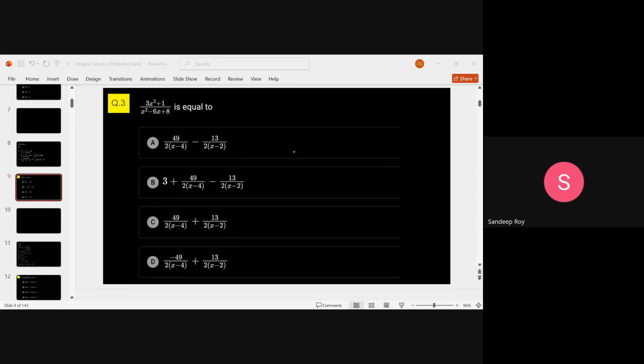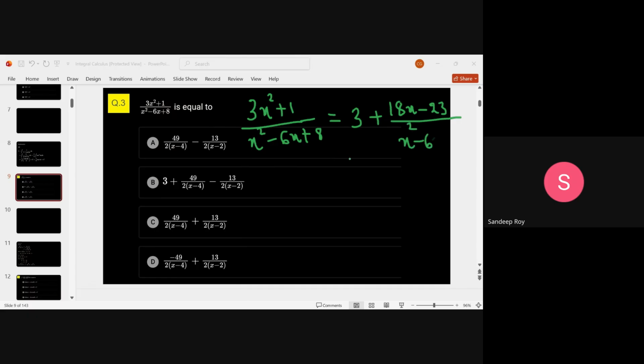So let me split this one. In our question, we have 3x square plus 1 divided by x square minus 6x plus 8. This can also be written in a mixed fraction form, that is 3 plus 18x minus 23 whole upon your divisor, x square minus 6x plus 8. I got this by performing long division. Divide this by this one, and you will get this.